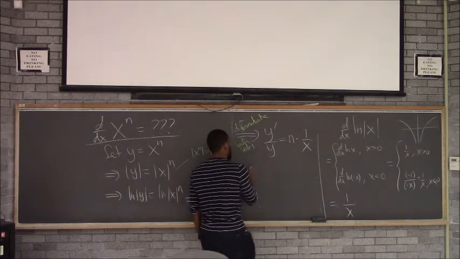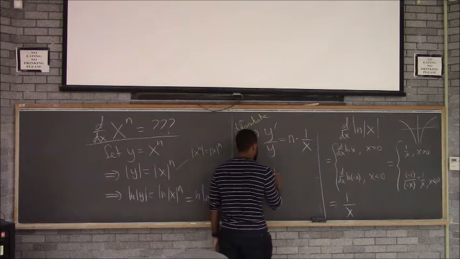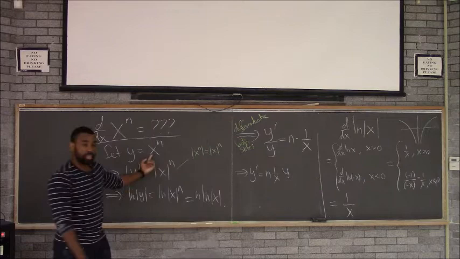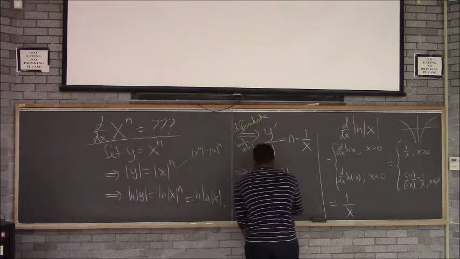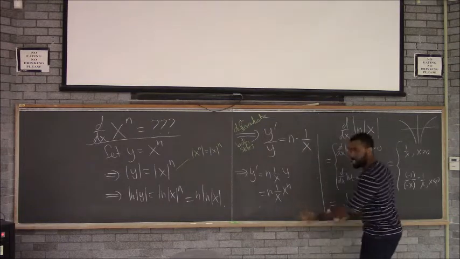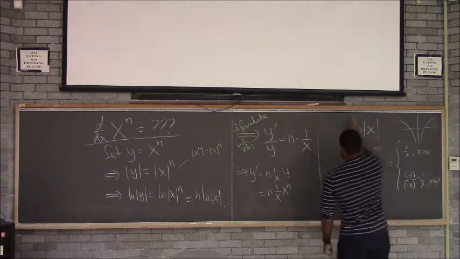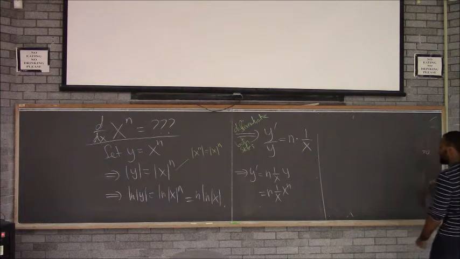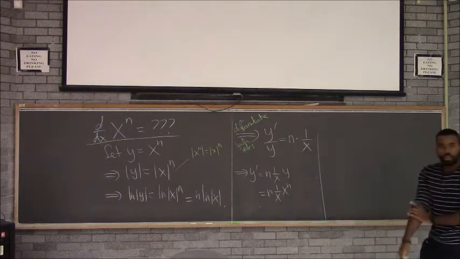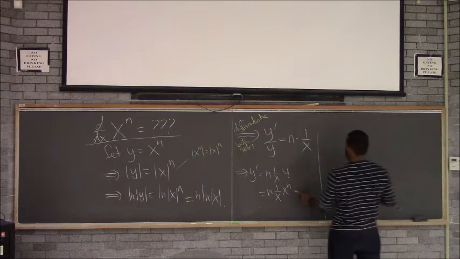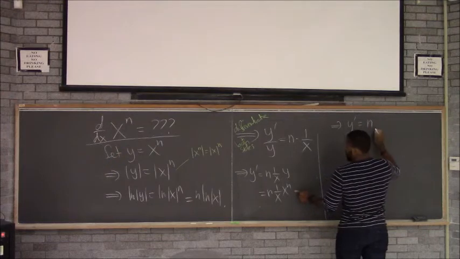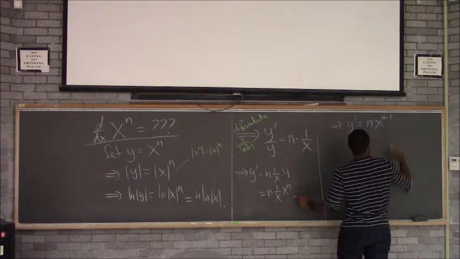What I can now do is multiply both sides by y. But what is my y? Well, my y is x to the n. Now, by the laws of exponents, if I have x to the n divided by x, what is the result? You subtract the powers, x to the n minus 1. So this means that y prime is equal to n x to the n minus 1.